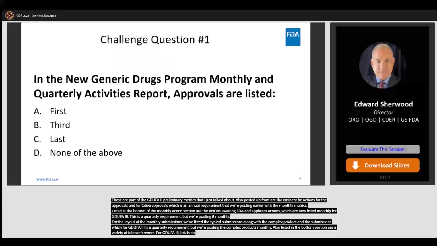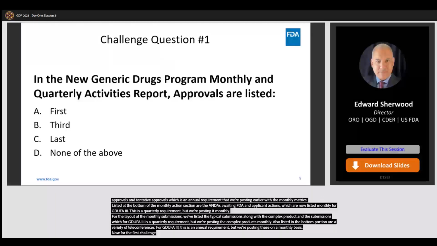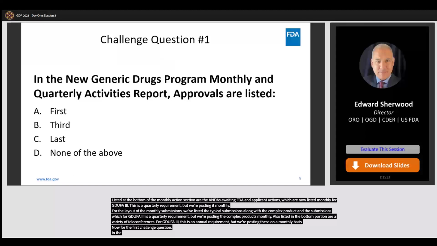And now for the first challenge question. In the new Generic Drugs Program monthly and quarterly activities report, approvals are listed A, first, B, third, C, last, or D, none of the above.